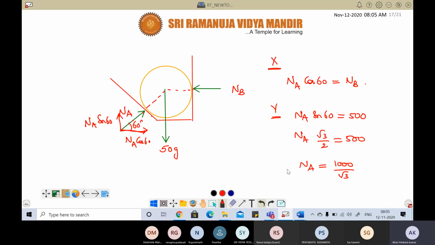Next, Nb is equal to Na into cos 60, that means divided by half. So Nb equals Na into 1 by 2, which means 500 by root 3. Correct only, no?